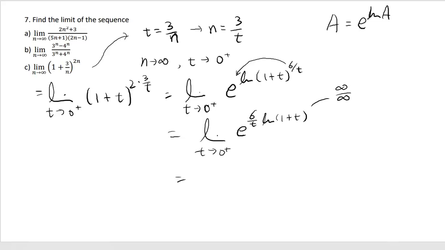So we differentiate 6 log of 1 plus t, which is 6 over 1 plus t. And the denominator, if you differentiate t, it's 1. And therefore, when you send t to 0 plus, this will be 1 plus 0, so you end up with e to the 6th power. So that's the limit of part C.